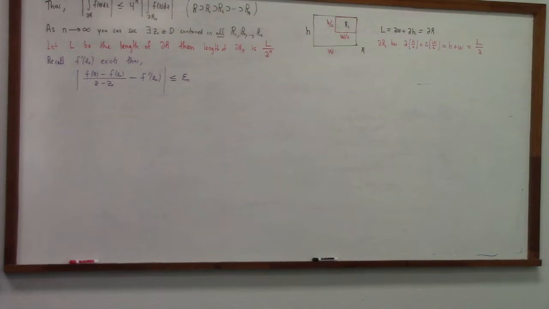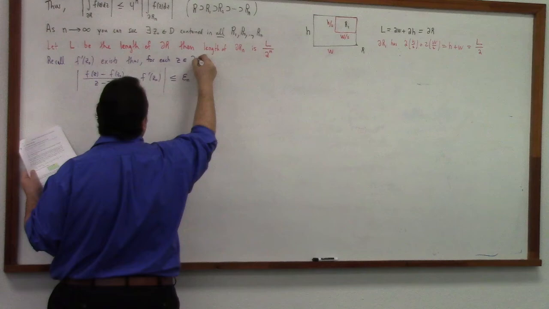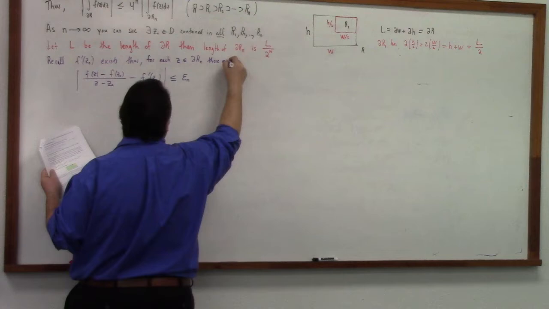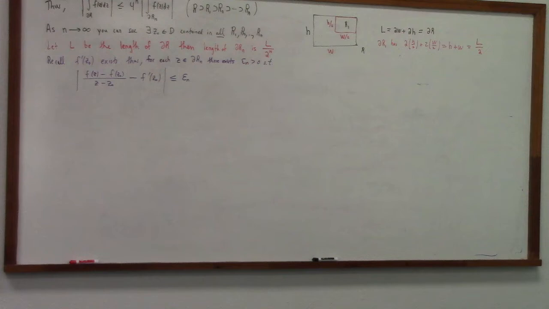Thus, for each z in the boundary of Rn, there exists epsilon n greater than 0 such that this happens. And that's reasonable, right? Because the boundary of Rn is close to z naught, right? So that means that we can make the value of the difference quotient as close as we like to the value of the derivative for such points, right?